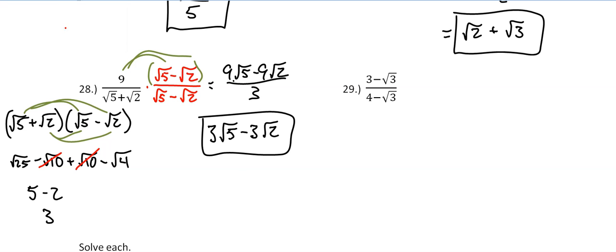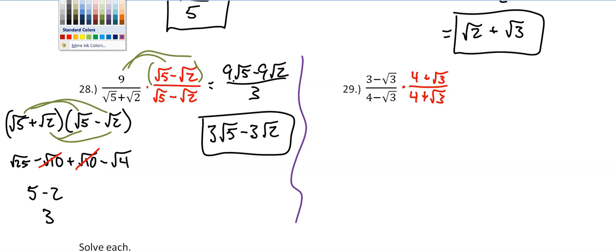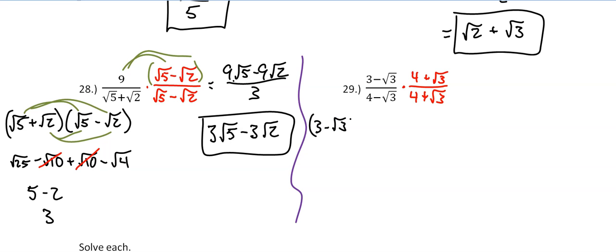If I look at this guy, again, same thing. I want to multiply by the conjugate. So I have to multiply by 4 plus root 3. Whatever I do to the denominator, I have to do to the numerator. And now let's take these off to the side. There's a lot going on here. So let's take them off to the side and do the multiplication. So in the numerator, I have this. And I'm going to use my distributive property.